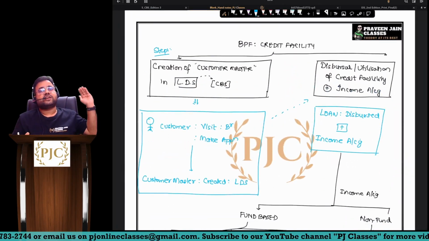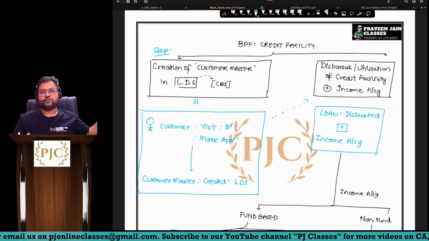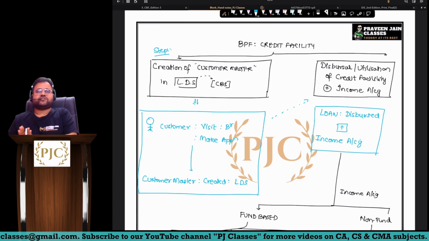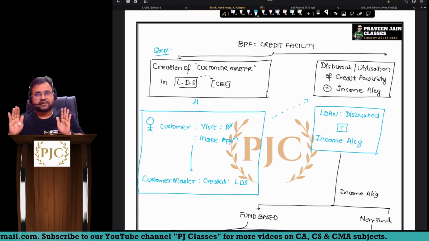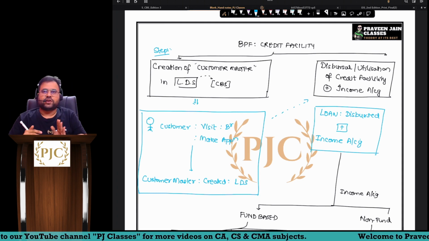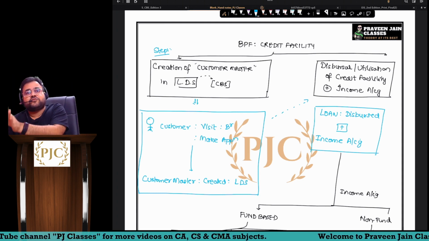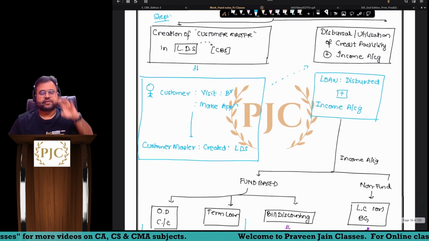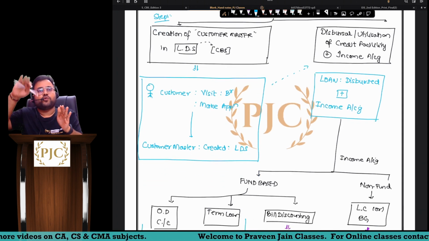So here, first step was what, sir? Creation of customer master in the loan disbursement system. So here no loan is given, sir, only the customer makes the application. Later, when the loan is sanctioned, the customer master is created, sir. Along with the customer master, sir, we have also entered how much loan we are going to give, sir. And next we have something called disbursal, or utilization of credit facility, sir. And here income accounting has to be done, sir. So here the loan is given, now we have to do accounting of that, sir.